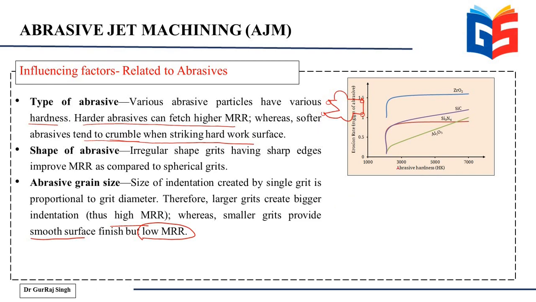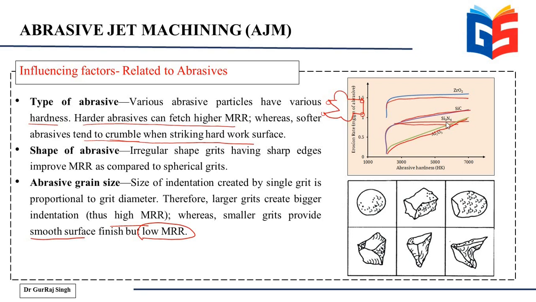Now, if you take a look at the hardness, how it varies with the erosion rate. As your hardness increases, the erosion rate tends to increase in most of the materials. For example, if you take a look at alumina, as your hardness increases, the erosion rate is also increased, by alumina as well as by silicon carbide.